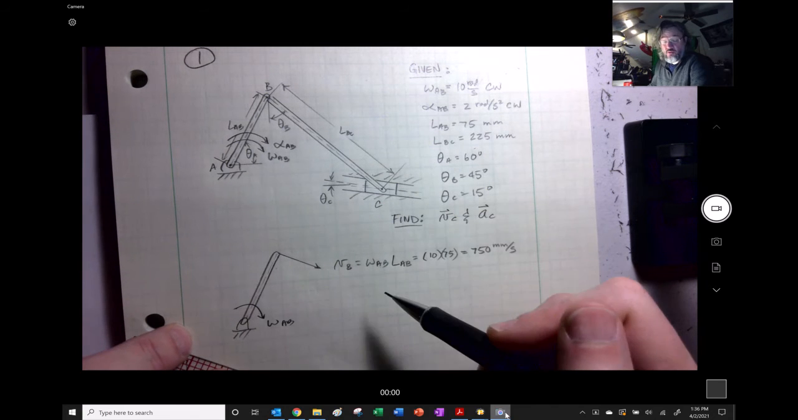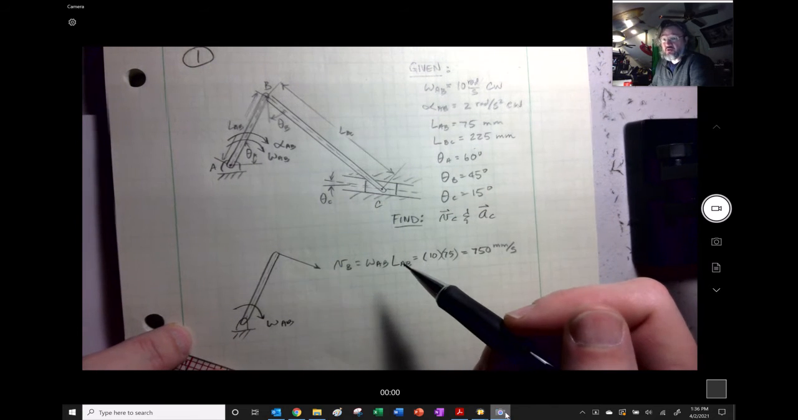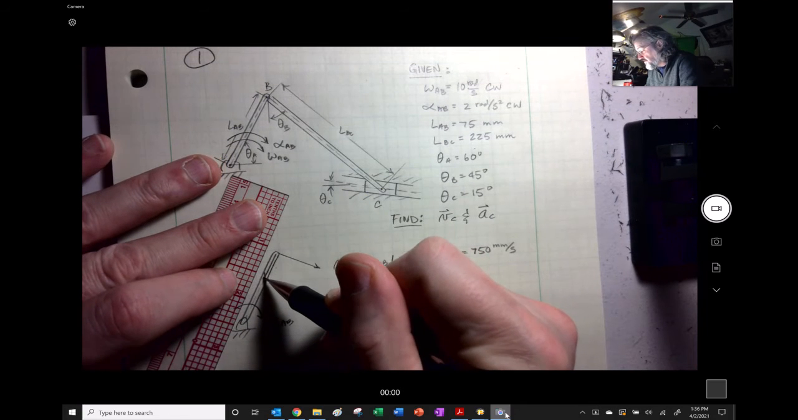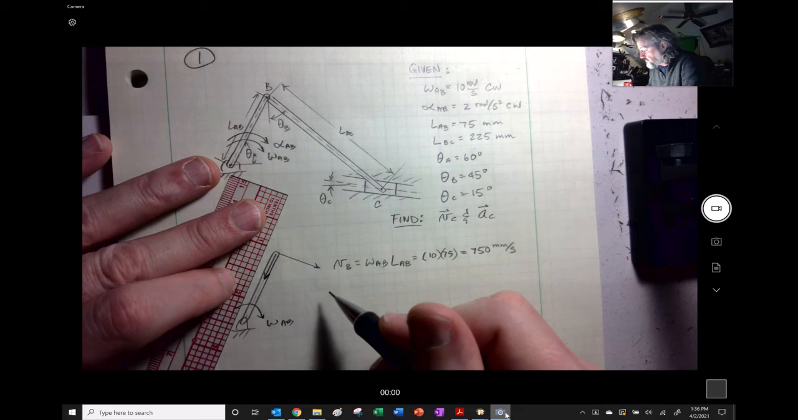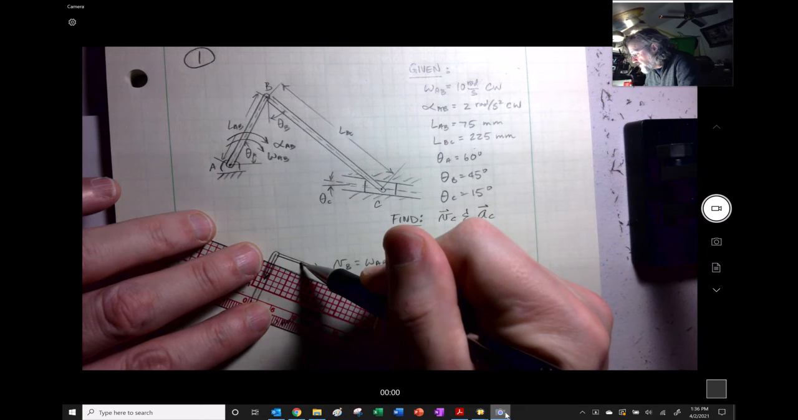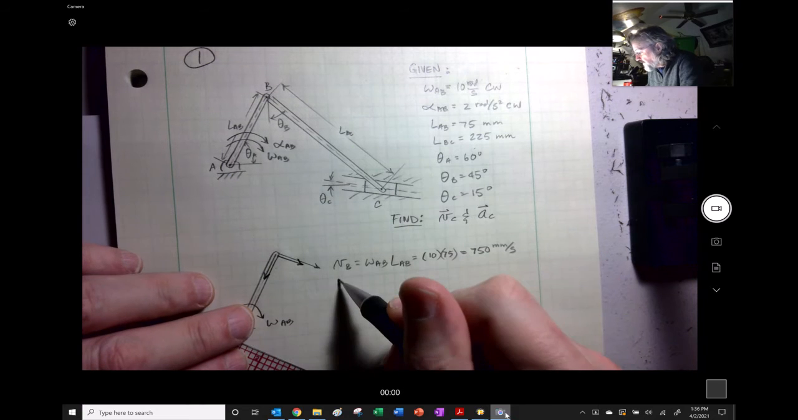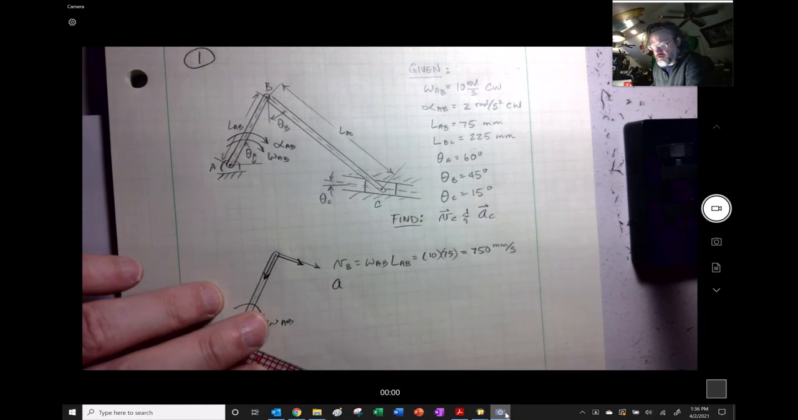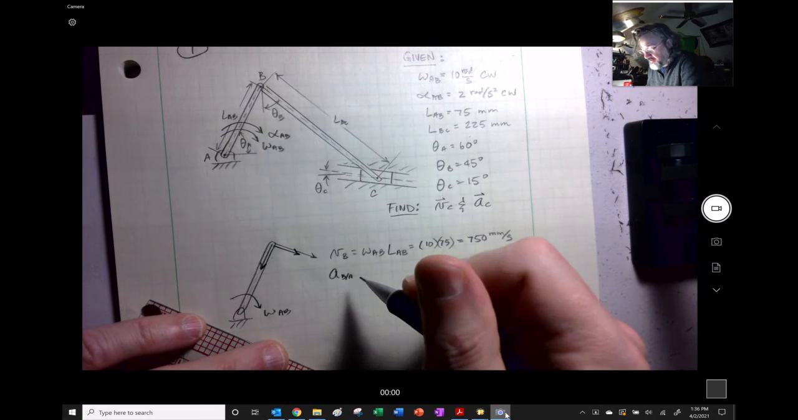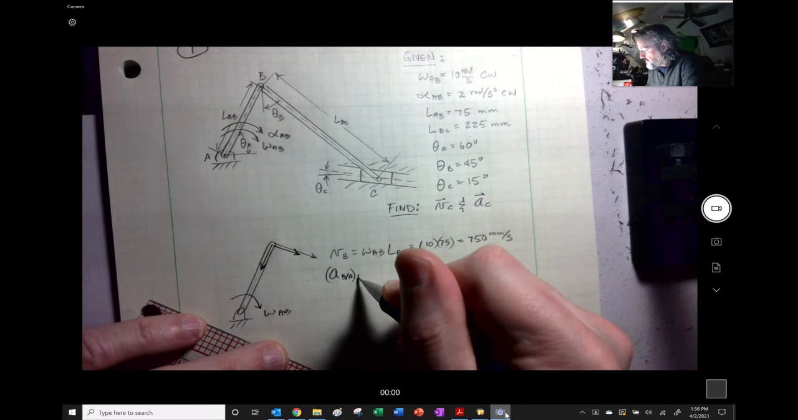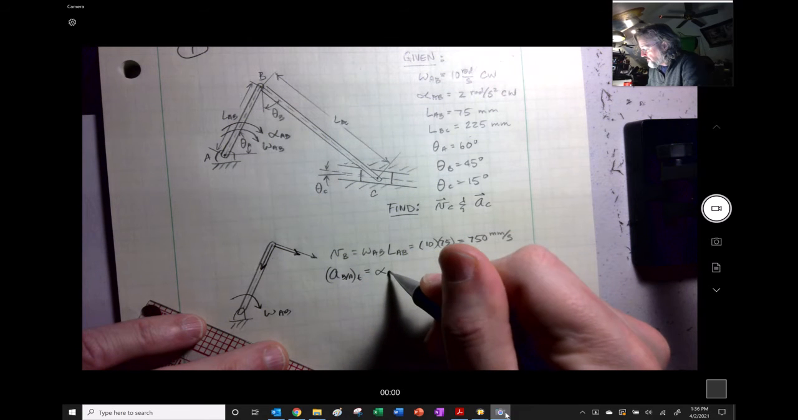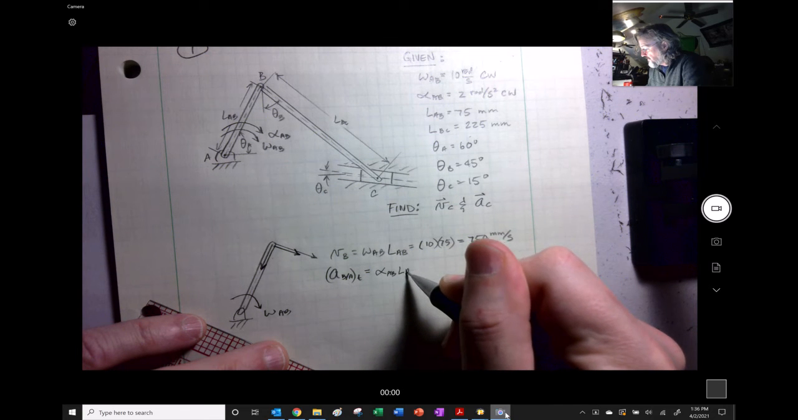Now, while we're here, we could also do the acceleration, find out what the accelerations are. So there's going to be an acceleration that's coming down right here. And there's also going to be an acceleration right there. So I'll write out this one first. That's going to be the acceleration of B with respect to A in the tangential direction. And that's going to be alpha AB times LAB.